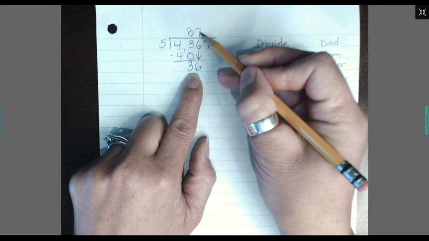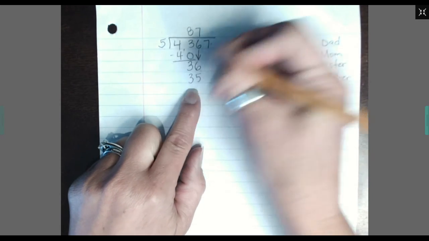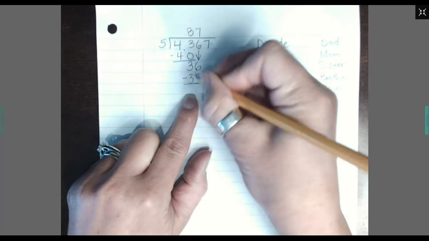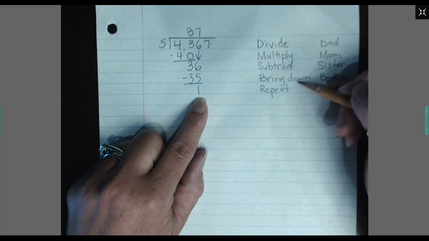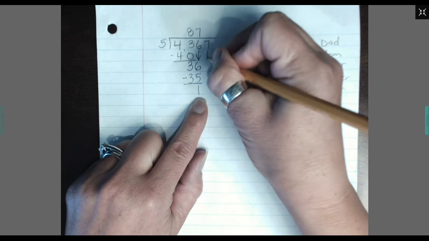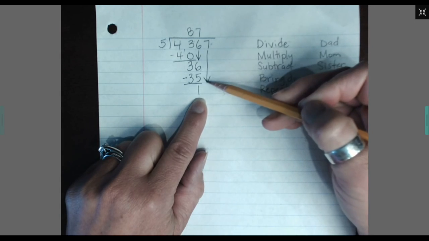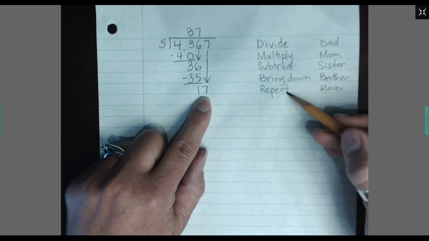Next step is our multiply. 5 times 7 got me what? It got me 35. Then my next step is to subtract. When I subtract, I get a remainder of 1. Next, I bring down that 7 all the way. See how nice and neat I keep it? Bring down that 7. And now I repeat.